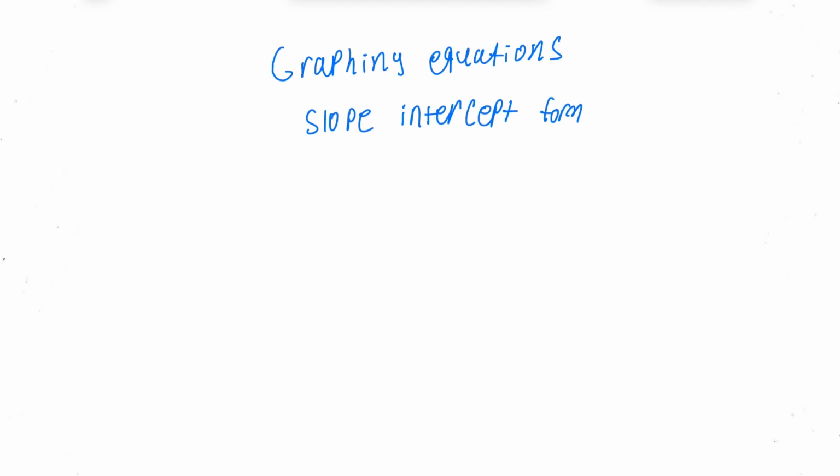Alright, so in this video we're going to be covering graphing equations, and we're going to start off with slope-intercept form, but we're going to cover the standard format as well later on in the video. So slope-intercept form looks a little something like y equals mx plus b. And all that means is m is the slope and b is the y-intercept.